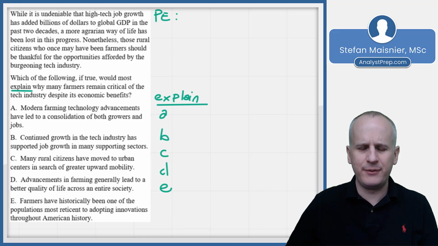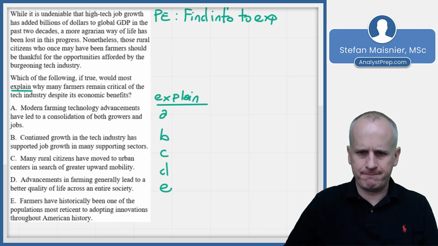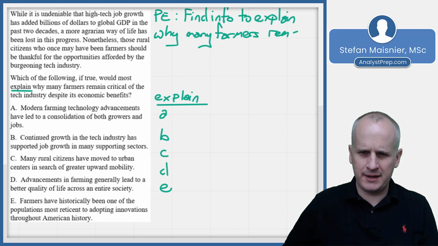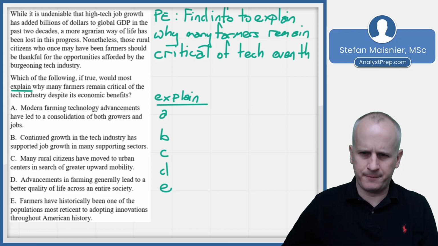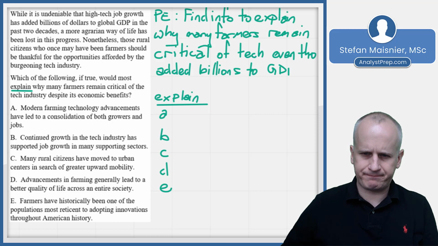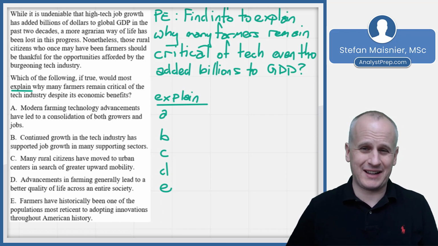So if we look at our prediction, we just need to find info to explain why many farmers remain critical of tech, even though it added billions to GDP. So we need to find a reason the farmers are like, I don't like the tech industry, even though they added billions of dollars to the global GDP.